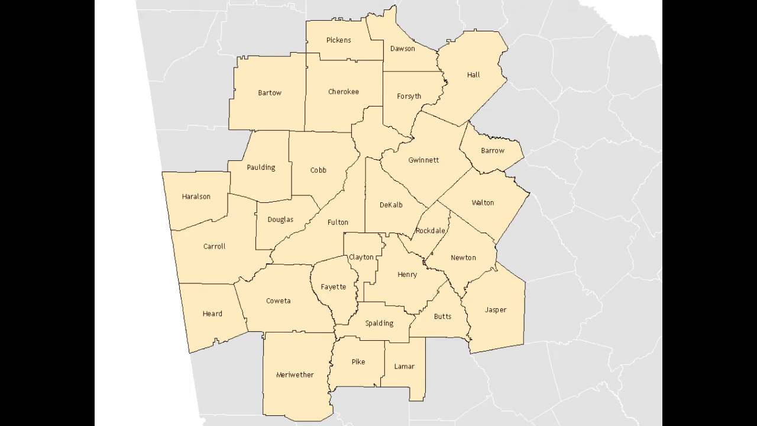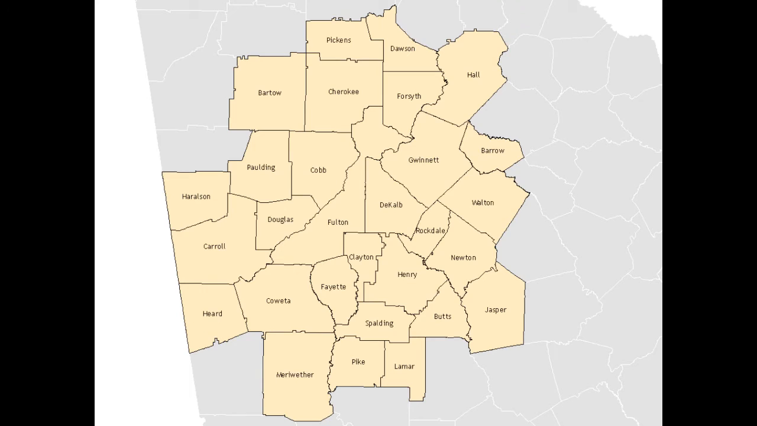The Atlanta MSA is the 9th largest in the United States, consisting of 28 counties. The MSA covers 8,376 square miles, contains over 140 towns and cities, and has a human population of 5,268,860, based on the last census, which was in 2010.